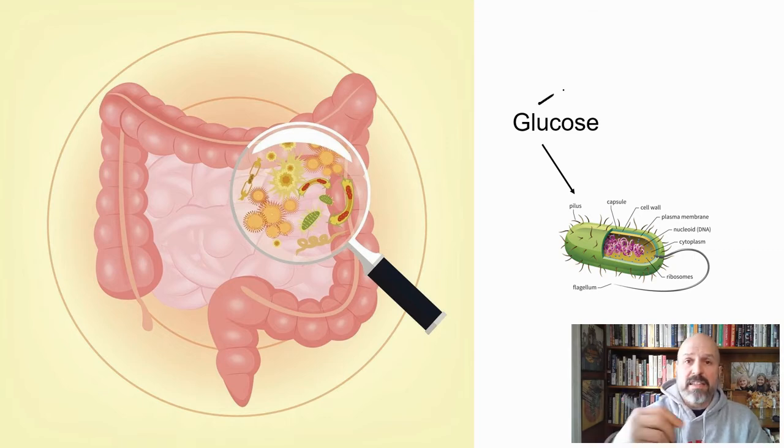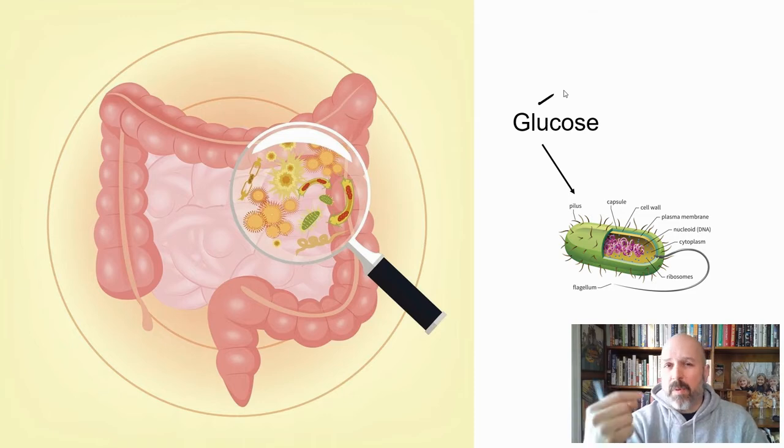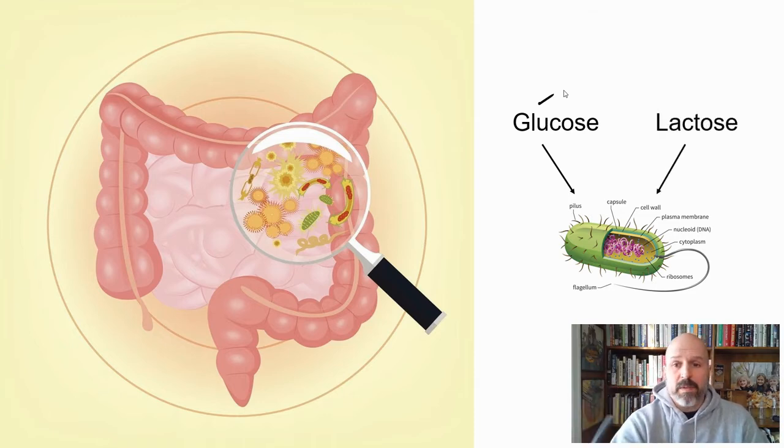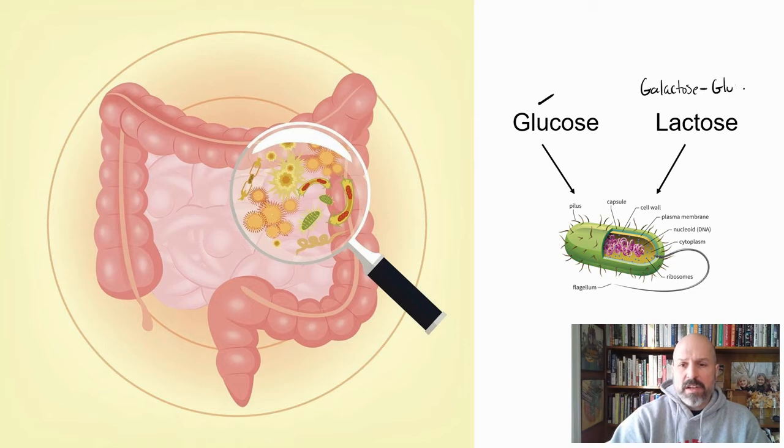Ideally, these guys want glucose. That's the best of the best, but it's not always available. Sometimes they have to settle for lactose. Now, lactose is a galactose molecule bonded with a glucose molecule, and that's lactose. There has to be an enzyme to cleave that so we can go down this pathway.